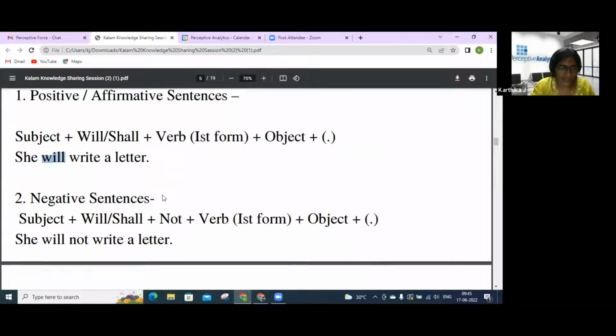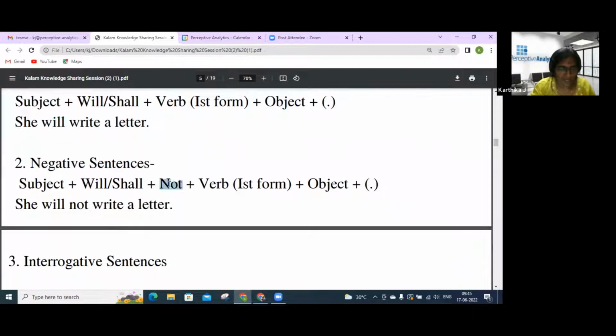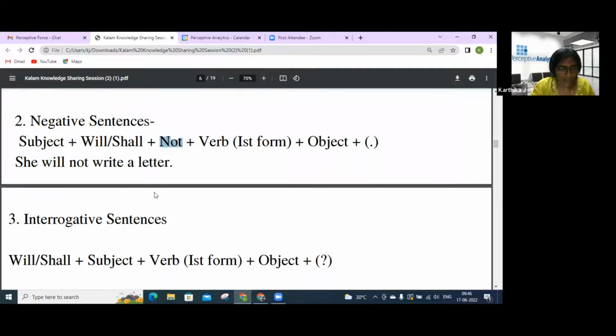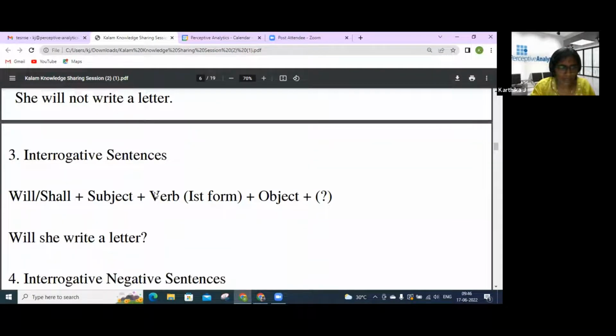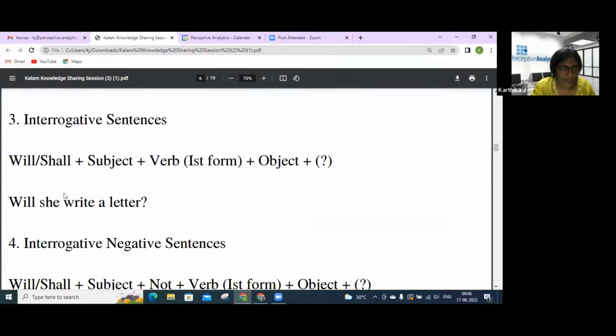If it is a negative sentence, we just have to add not here. So subject plus will or shall plus not plus V1 verb plus object. She will not write a letter. And for an interrogative sentence, we just have to add the helping verb in the front. So will or shall plus subject plus V1 verb plus object plus question mark. Will she write a letter? So it is asking the question, so that's why we add the helping verb in the front.